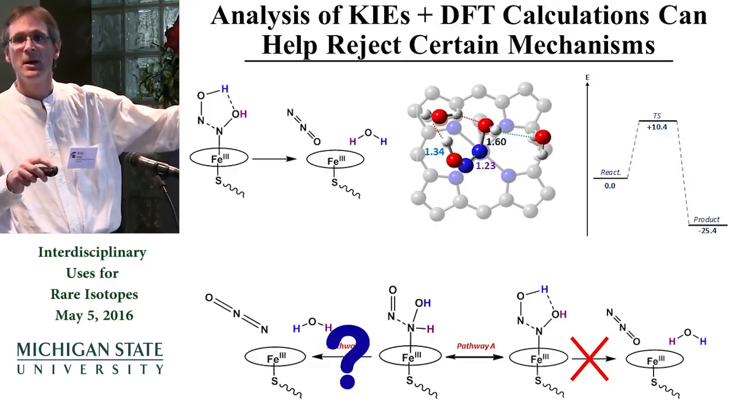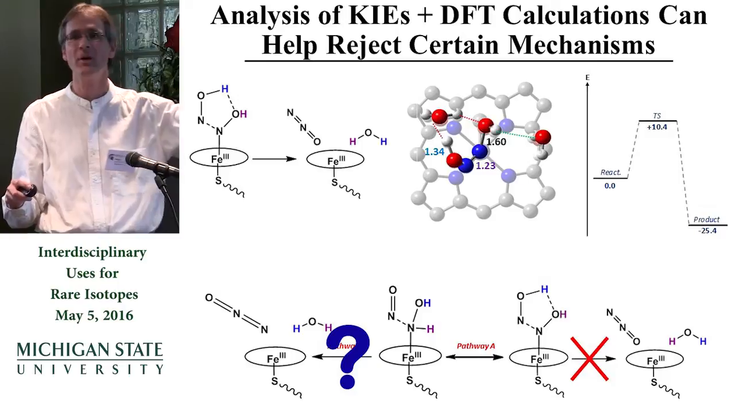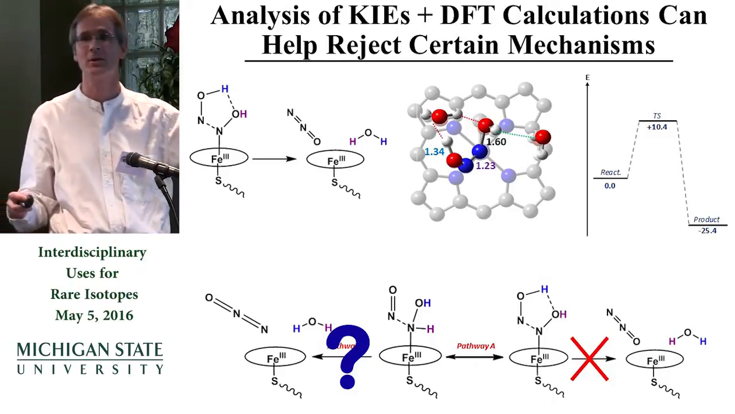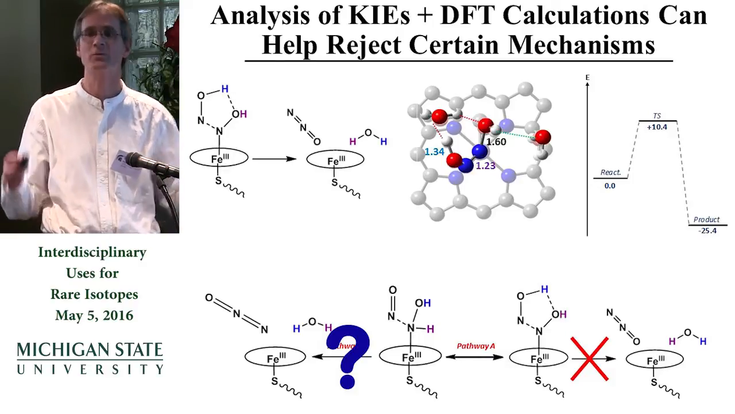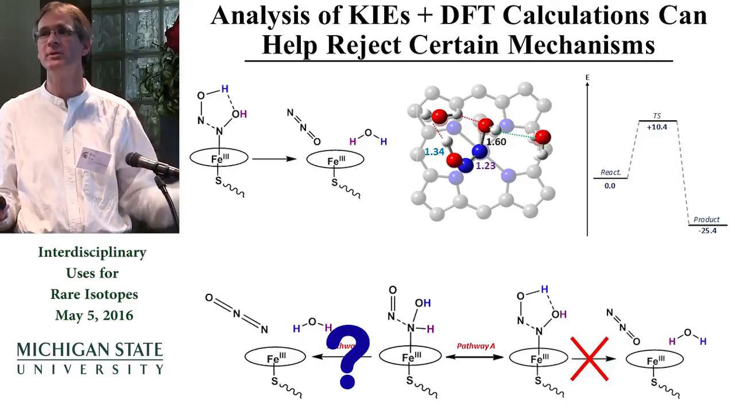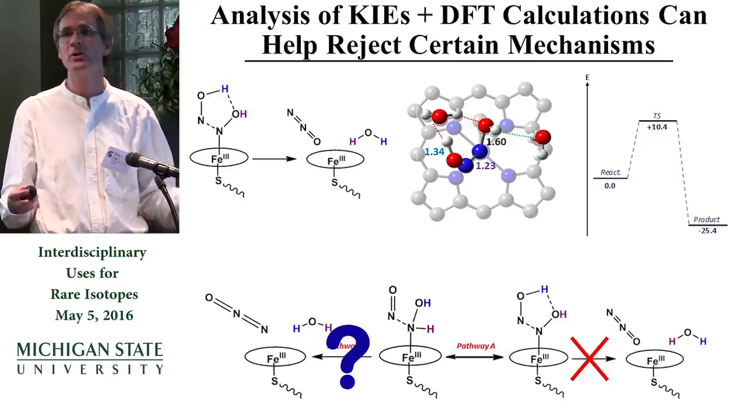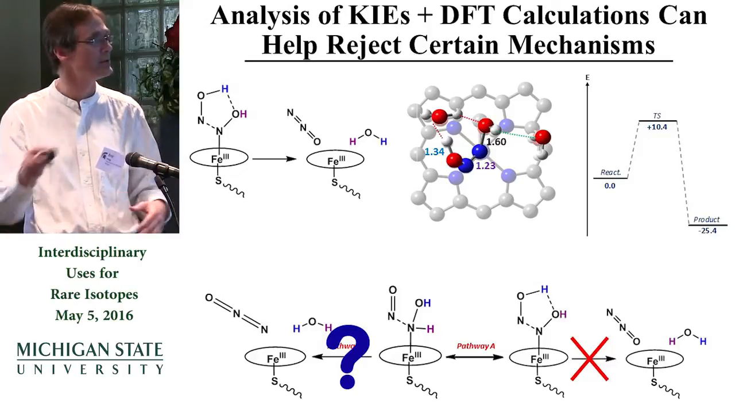Okay, so everything I've talked about so far is nitrogen and oxygen. But the reaction is going on at the iron, right? And so far I haven't talked about the iron, the metal isotopes. And why is that? Well, the reason is that the difference in reduced mass, once you get to the heavy atoms, isn't big enough for you to be able to do these kinds of studies.